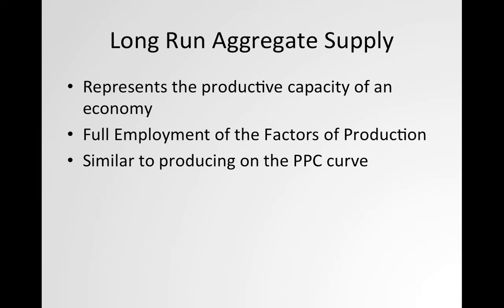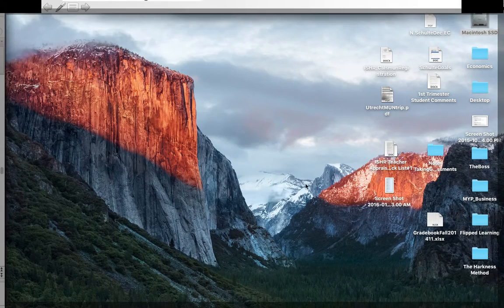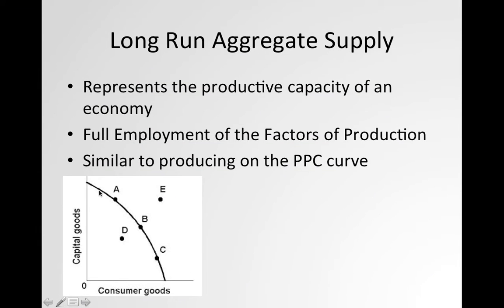And in a way, it's very similar to a PPC curve, right? A PPC curve also represents what we can produce. We've got one here with capital and consumer goods, and you can see that we can produce any amount of goods on this curve, right? Well, if we are not using all of our resources, we would be at point D, meaning we're not employing all of our factors of production. If we are using all of our factors of production to their greatest extent, that would be our productive capacity.